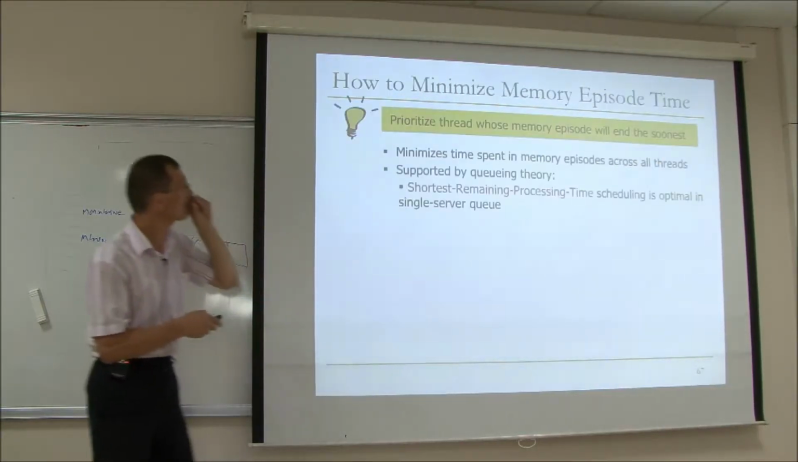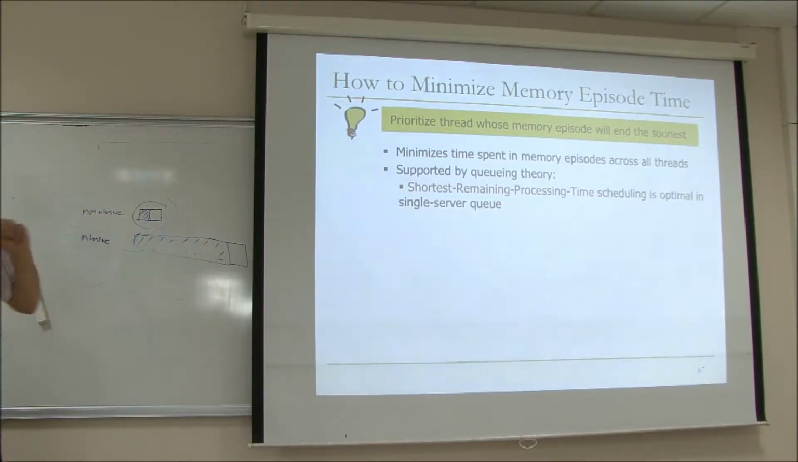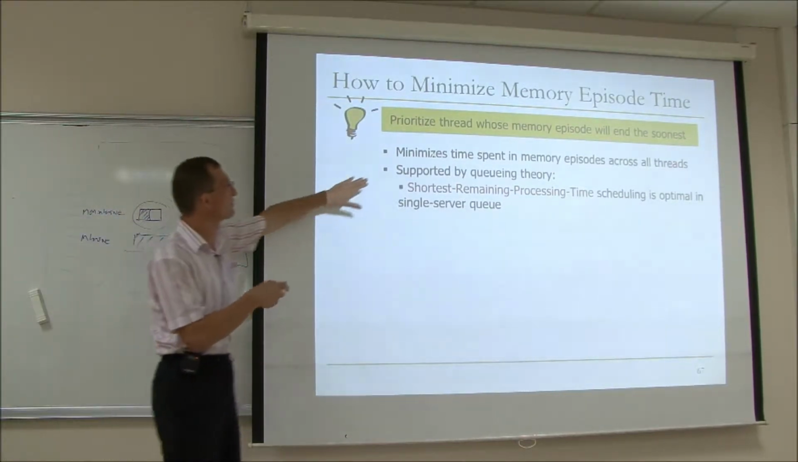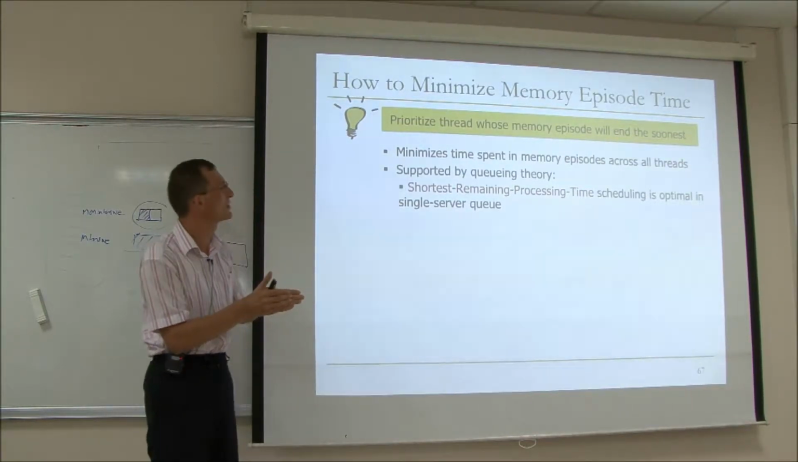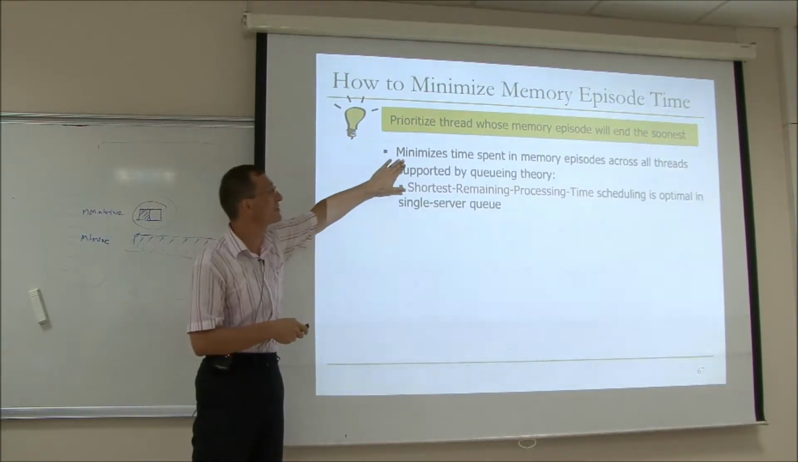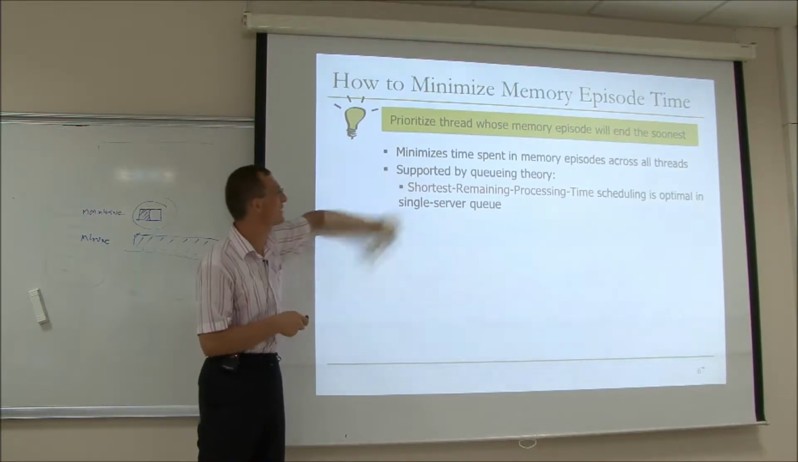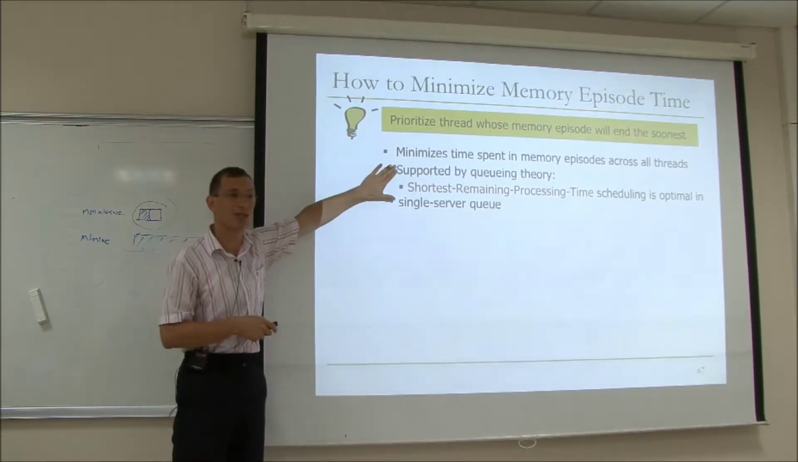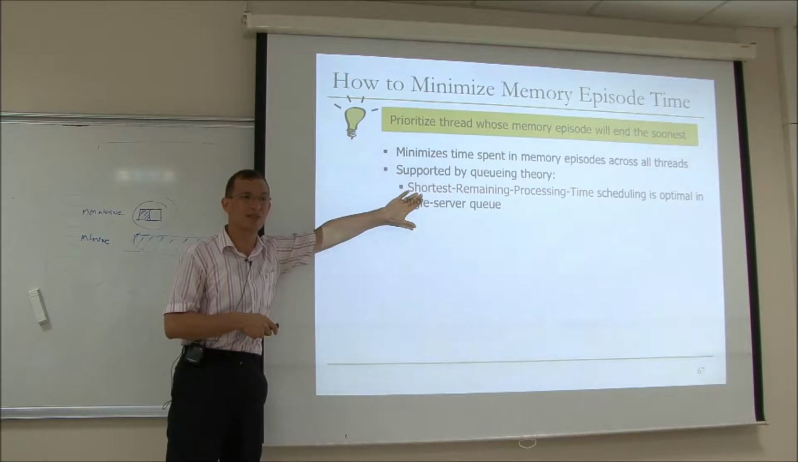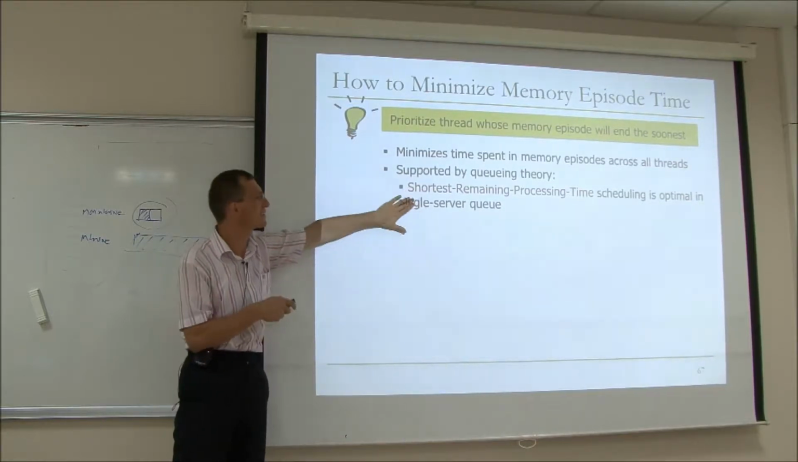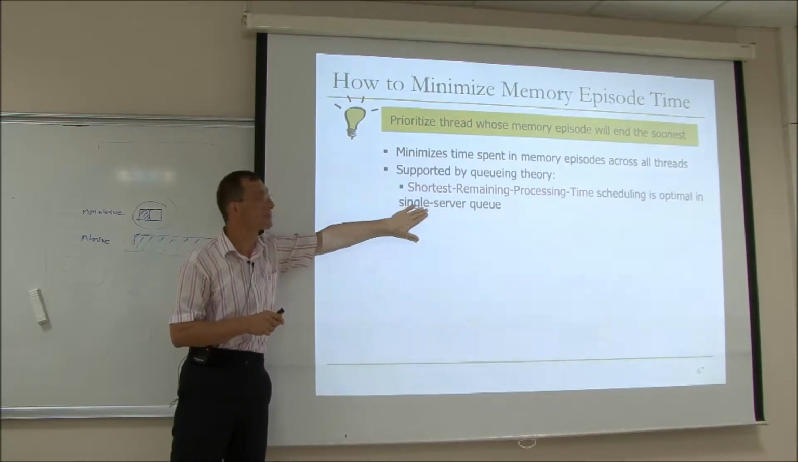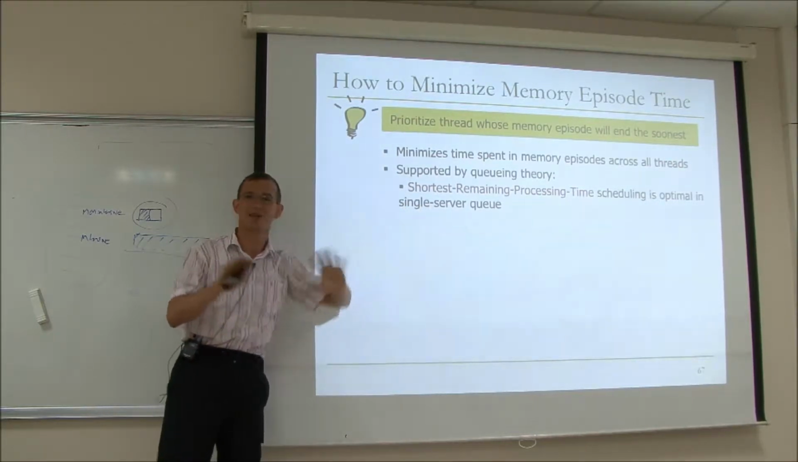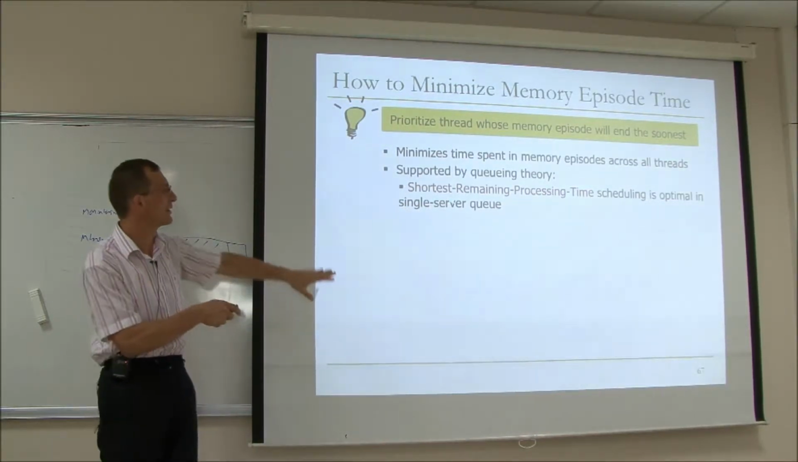So how do you actually do that? We would like to prioritize the thread whose memory episode will end the soonest at any given point in time. This minimizes the time spent in memory episodes across all threads. This is actually supported by queuing theory. If you've taken a scheduling theory class, you probably know that shortest remaining processing time scheduling is optimal in a single server queue.